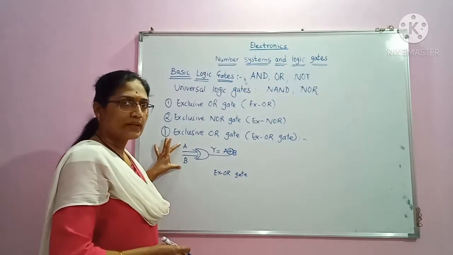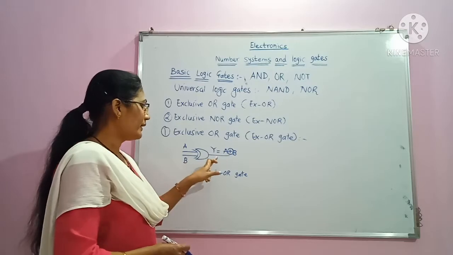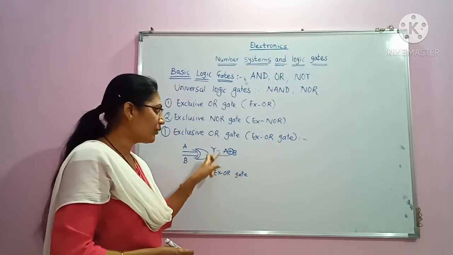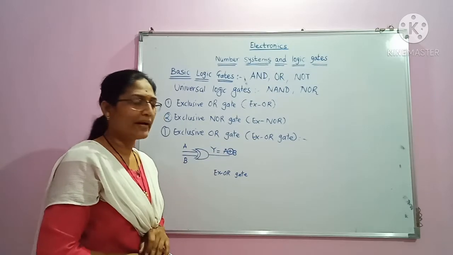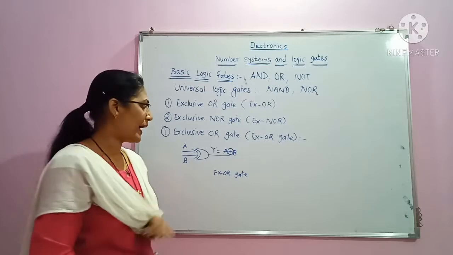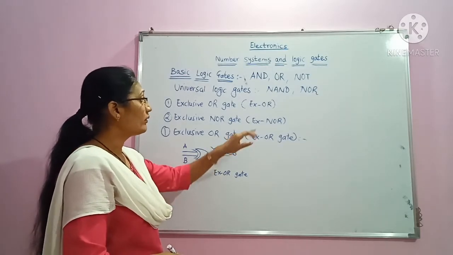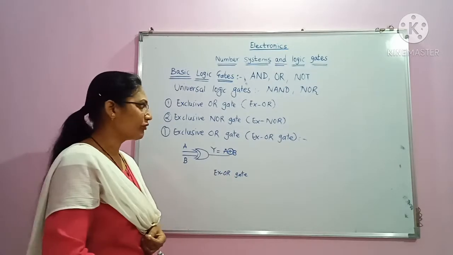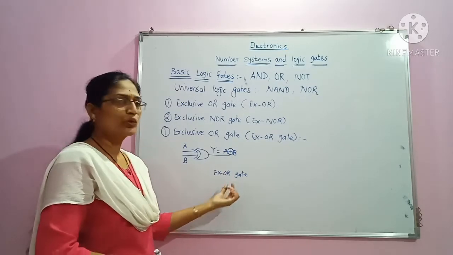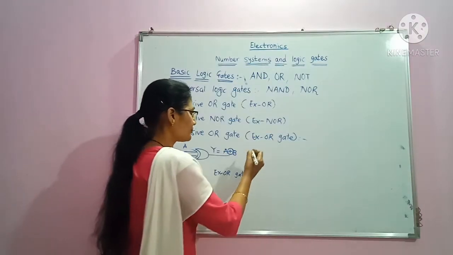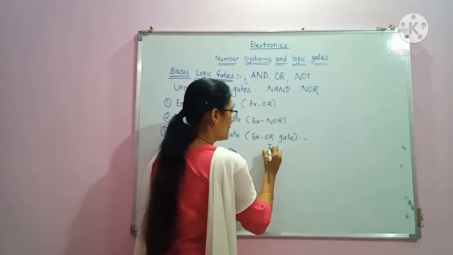So this is the representation of XOR gate. Here two inputs are given, A and B, and the output is shown by addition of A and B, and we have encircled the addition. It means that it is not an OR gate, not a NAND gate, not a NOR gate, but it is a different type of gate, which is called exclusive OR gate. So let's see the truth table for the same.